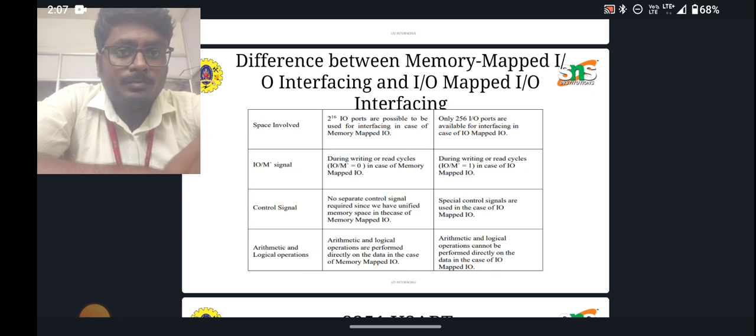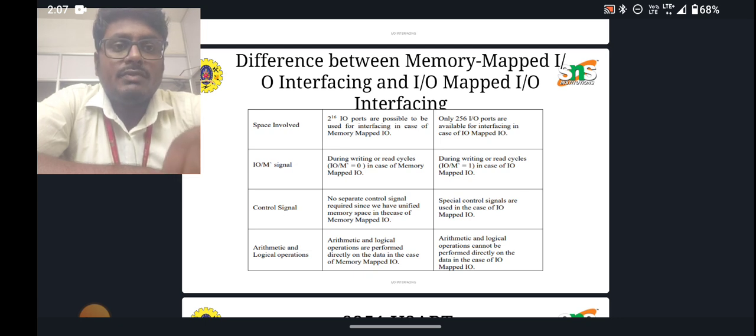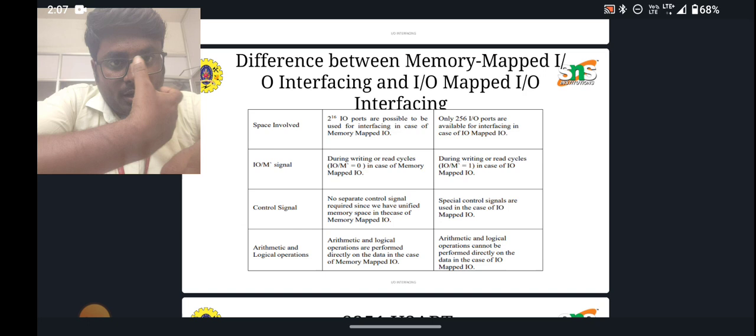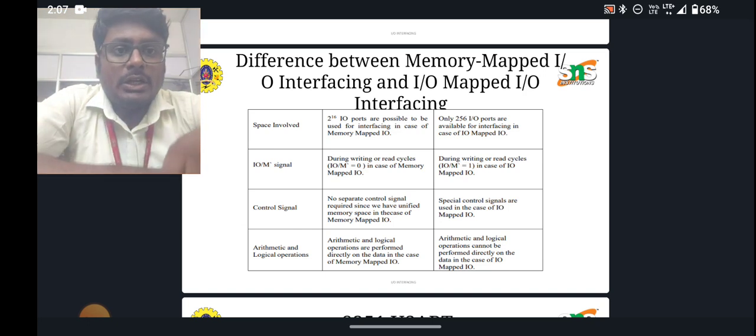In the control signal, no separate control signal is required in memory mapped I/O since we have a unified memory space, whereas special control signals are used in I/O mapped I/O. Arithmetic and logical operations are performed directly on the data in memory mapped I/O, whereas arithmetic and logical operations cannot be performed directly on the data in I/O mapped I/O.